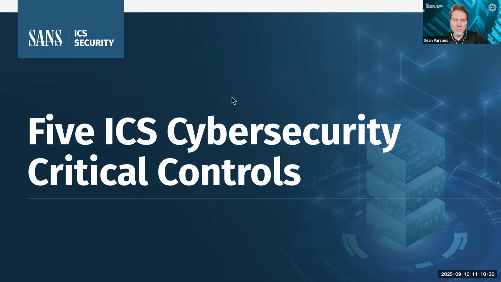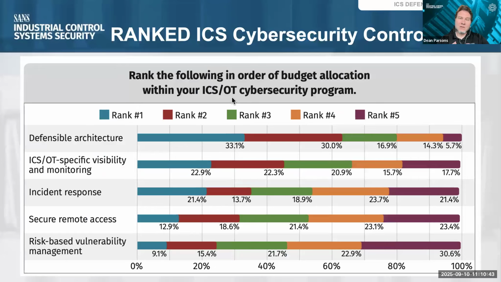So we've asked the question: what are organizations spending their money on? How do they prioritize these specific controls? And we were not surprised with the results. And happily, we are glad about the results, and they are as follows. The top two ICS specific controls that are being budgeted for and deployed right now, and this is recent data, is number one, defensible architecture.